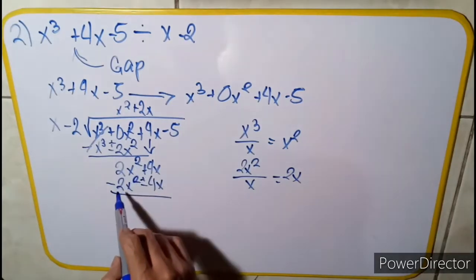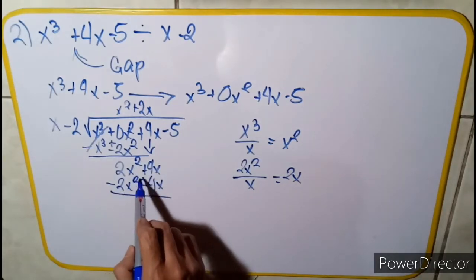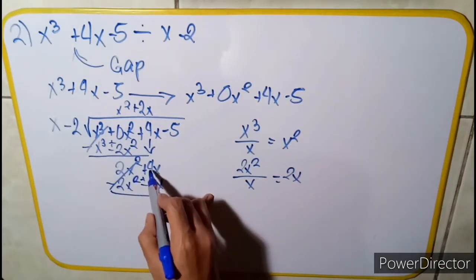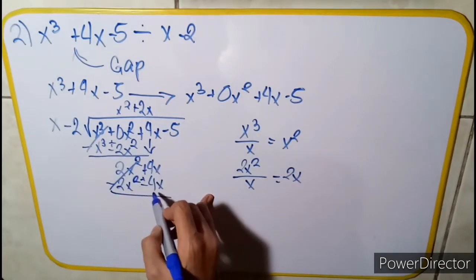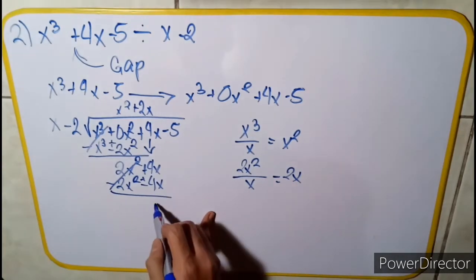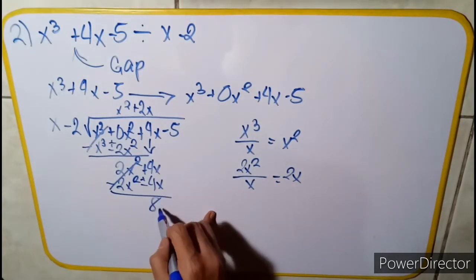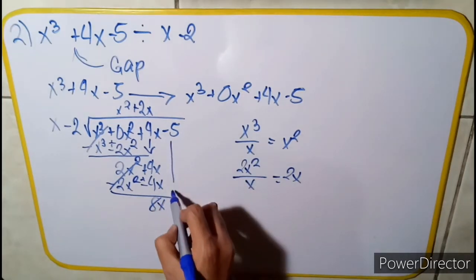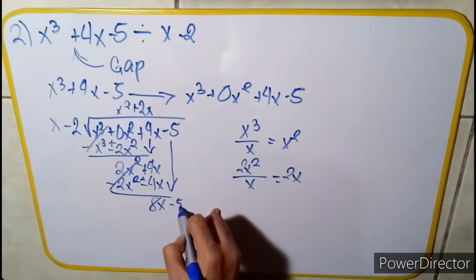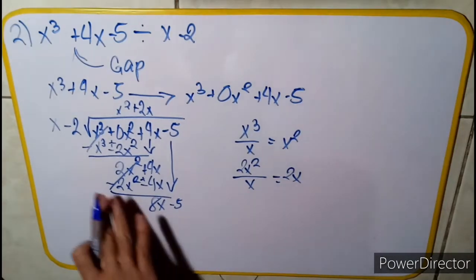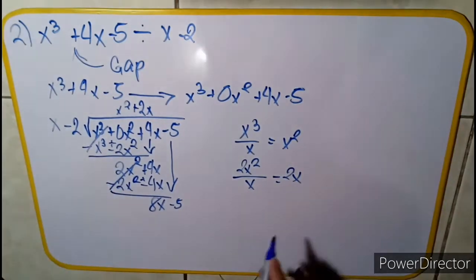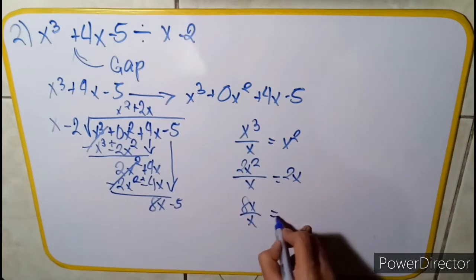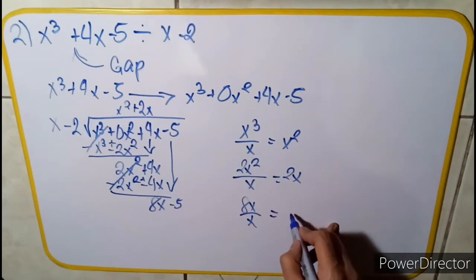Now 2x squared minus 2x squared will be cancelled out. Then positive 4x minus positive 4x will be positive 8x. Then we will just bring down the remaining term is negative 5. Then 8x divided by x, both x are now cancelled and our answer will be 8.